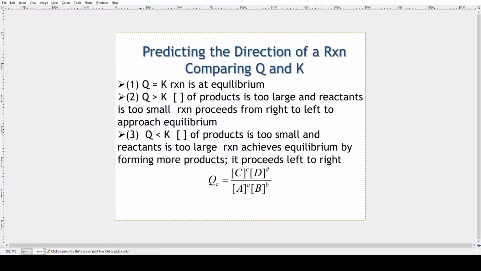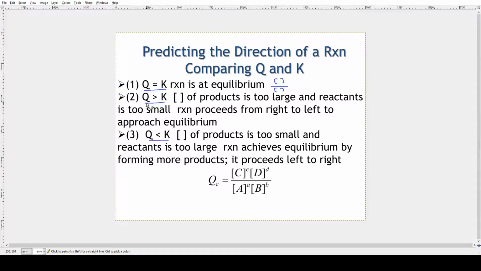So there are some things you're going to want to memorize. You're going to want to know what it means when your Q is equal to K, when Q is greater than K, and when Q is less than K. And luckily for most of these you can logic your way through it if you forget this information. If Q is equal to K, the reaction is at equilibrium. That means that the concentrations or partial pressures that you have plugged in for K are the same concentrations that you would find at equilibrium. So they are one and the same here.